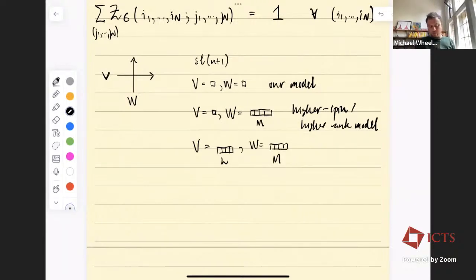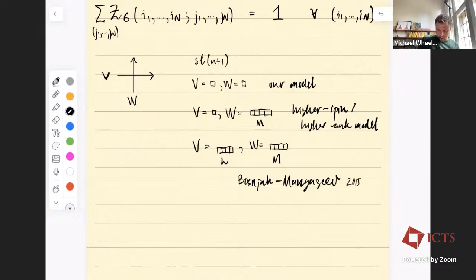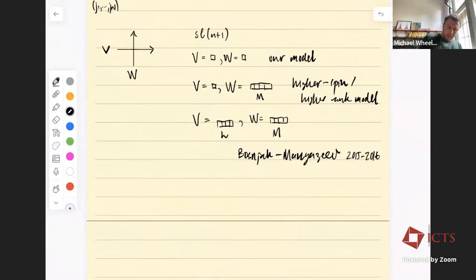And this leads to a pretty complicated solution of the Yang-Baxter equation, which was only explicitly written down in the paper of Bosnjak and Mangazeev. I want to say from around 2015, 2016, I can't remember precisely. But yes, the explicit expressions for these things are pretty recent. And then, indeed, you can play this game even for other Lie algebras. So you can also look at the super Lie algebras.